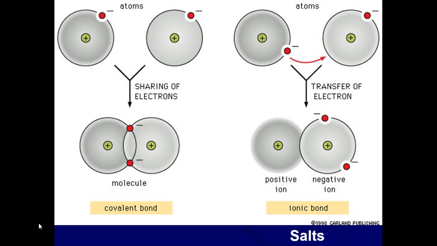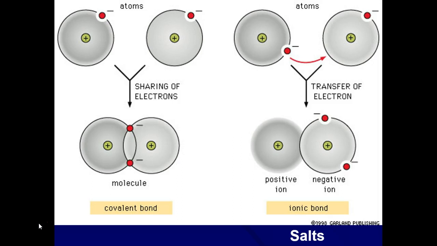Now, you can also have situations where you have an atom of an element that gains an electron. In that case, if we look at the number of protons versus the number of electrons, the number of positive charges is less than the number of negative charges. And that atom becomes negatively charged. We call that a negative ion or an anion. You may have heard those words before.